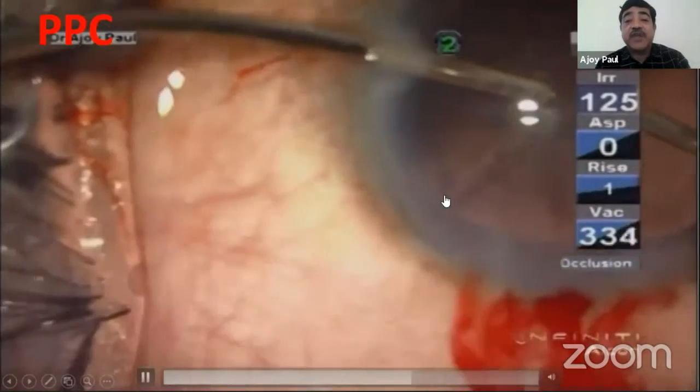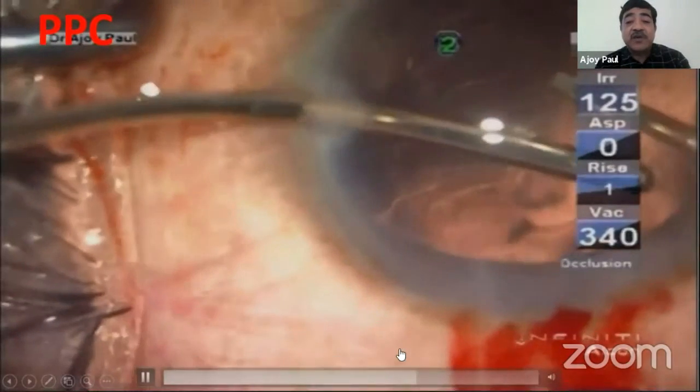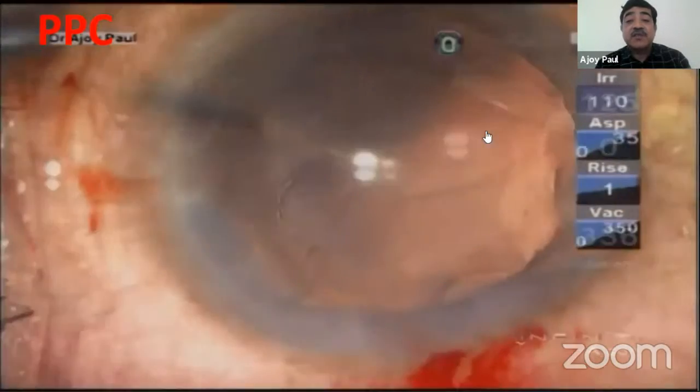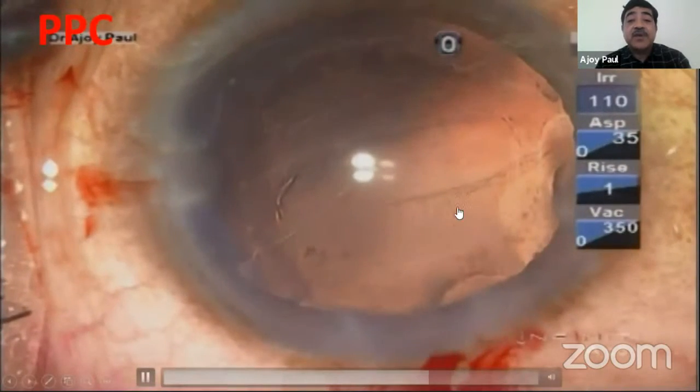As you can see, I put in viscoelastic from the side port, keeping the tear that is there. I try to identify it. It has gone right up to the periphery. As you can see, it's a totally horizontal break. There you are, the horizontal break.